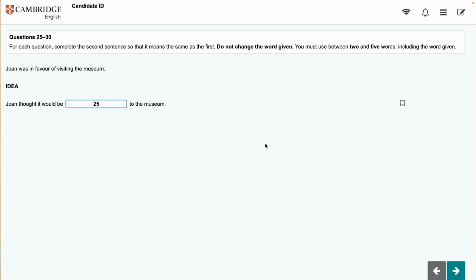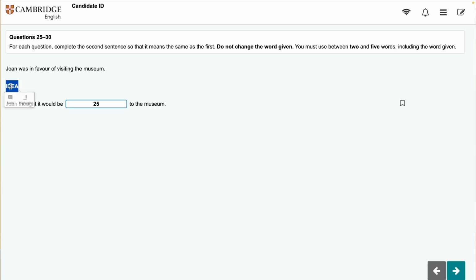Let's start. Question 25. Joan was in favor of visiting the museum. The keyword is idea. If he was in favor of visiting the museum, it means he agreed with this in the past, given the use of past simple. Let's make sure I understood it. I'm going to rephrase it in a more simple way. John thought that visiting the museum was a good idea.